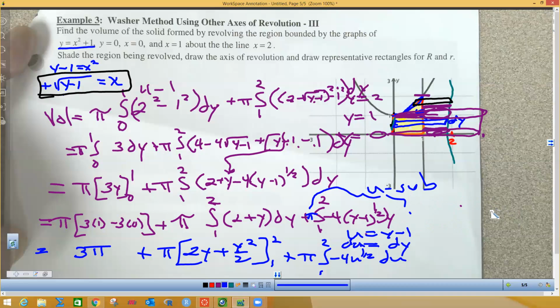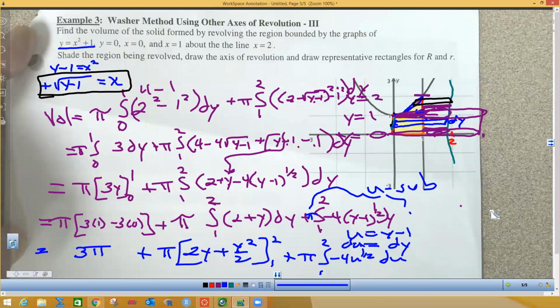What variable world am I living in right here or here? Y. What variable world did I go in now? Here. U. There's something that is still in the Y world. What's still in the Y world that should have been changed to a U world? The intervals. This 1 to 2 right here on the right.